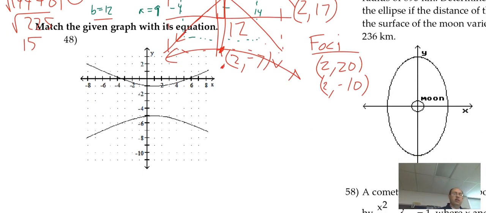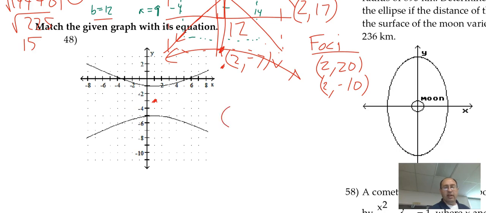Screwing up those questions. I wish they gave more space on this. This is ridiculous. Match the given graph with its equation. Alright, that's cruel and unusual because they didn't give me enough. So we're at a little bit of a loss here. I don't quite like what they're doing here.